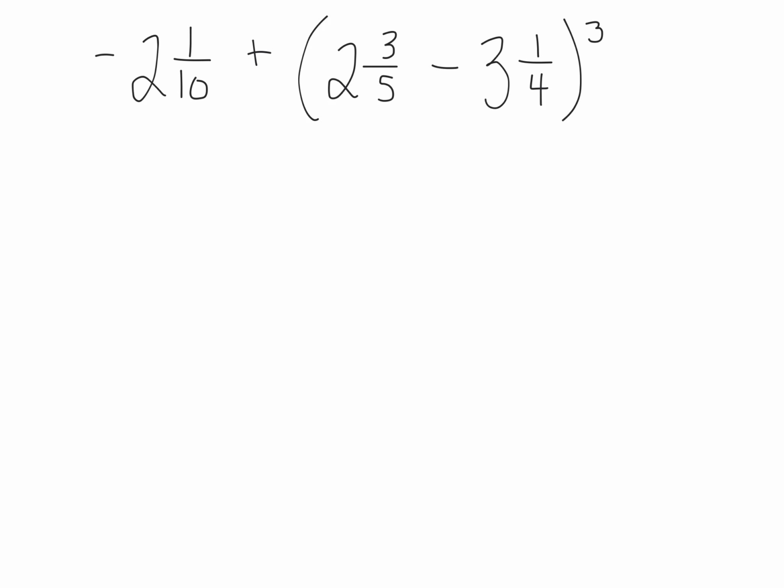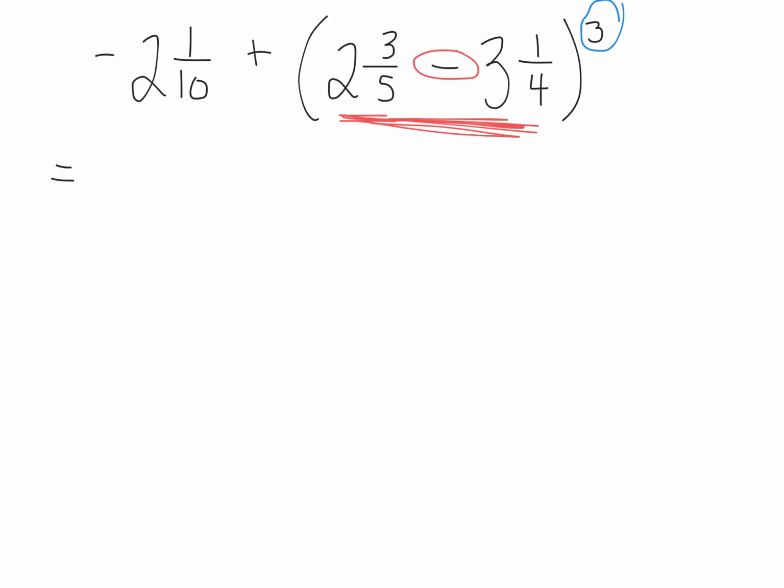So in this question, look here, we have negative 2 1/10 plus 2 3/5 take away 3 1/4. That's in brackets. Whatever the solution is to this subtraction question, we have to make sure we do all of it to the power of 3. So some of you made a mistake there because you didn't do everything in the bracket to the power of 3. So we'll talk about that in a minute.